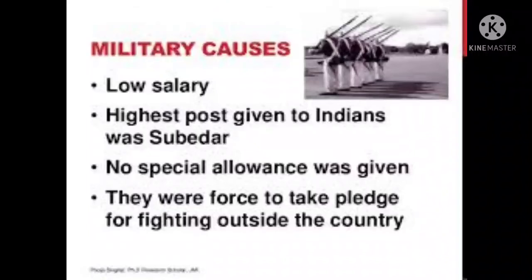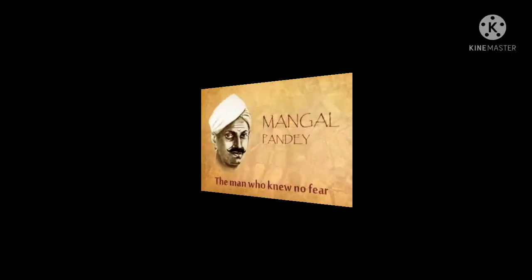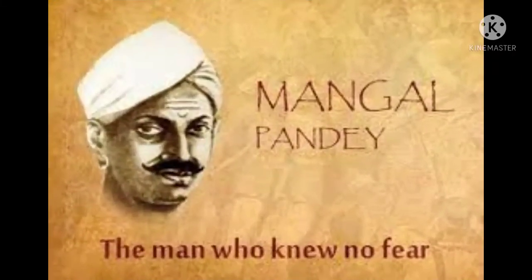Friends, now let us study about the beginning of the revolt. Mangal Pandey was the first soldier who openly revolted against the British on the issue of using the new cartridges. On 29th March 1857, he fired at his British commander and asked other sepoys to join him to end the rule of the Company. He was, however, soon arrested and hanged on 8th April.